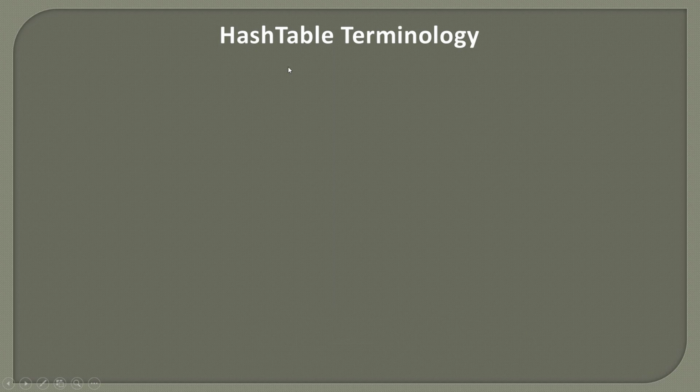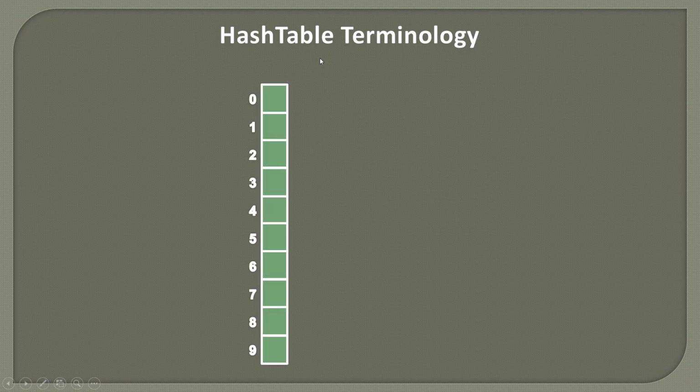So friends, in order to implement a hash table, we will first look into some of the terminology which we will be using frequently in upcoming videos to understand different parts of a hash table. As we already discussed, a hash table is nothing but a generalized form of an array. Let's take the example of this array whose length is 10 and has index values from 0 to 9.